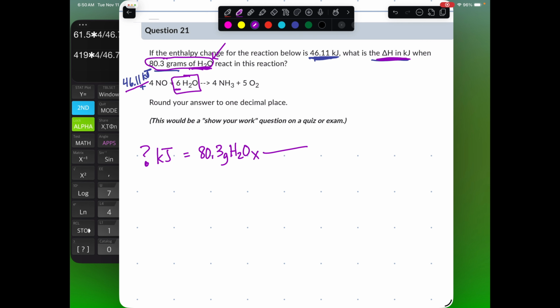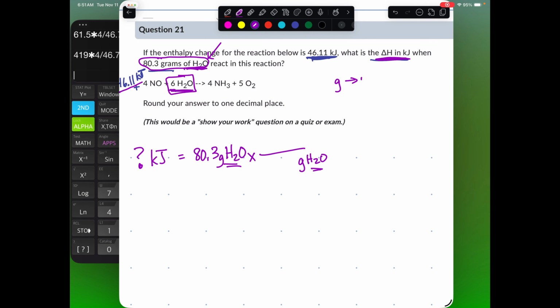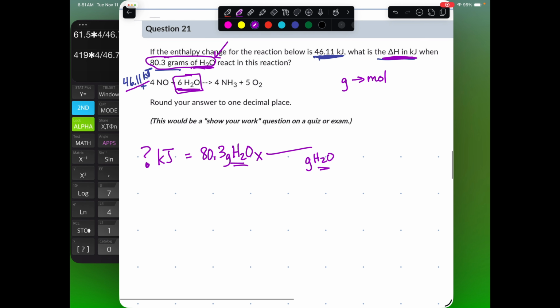And I'm going to set this up as a unit conversion problem. So I'll always start with times in my ratio sign, and I'll put that unit that I'm trying to cancel on bottom, and that's going to define my path. Where am I going from here? Well, I'm at grams of water. What gets me to the equivalence in this reaction is moles of water. So the first thing I need to do is go from grams to moles.